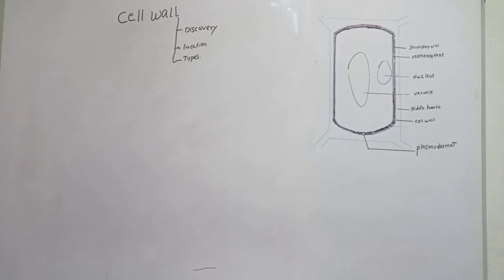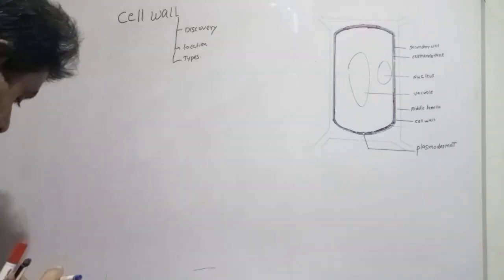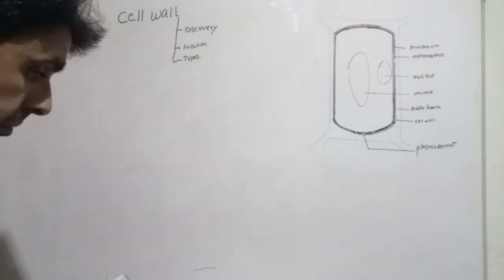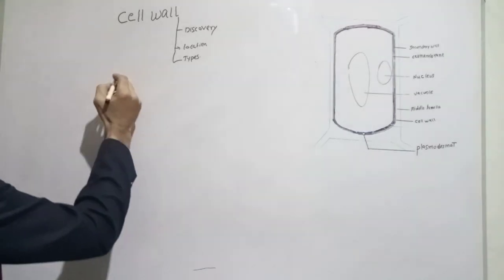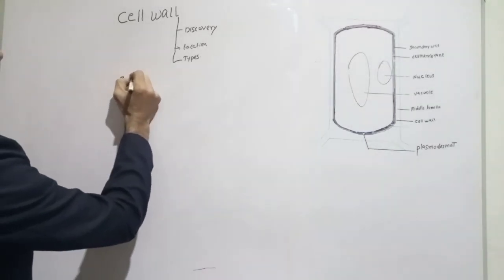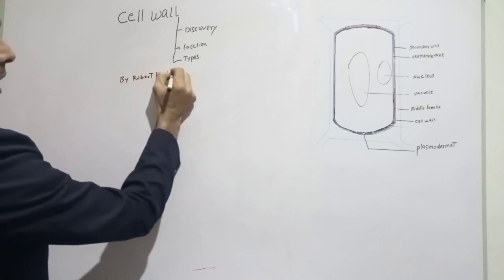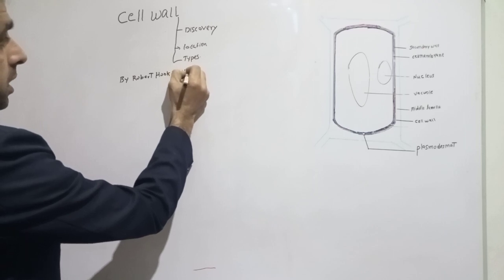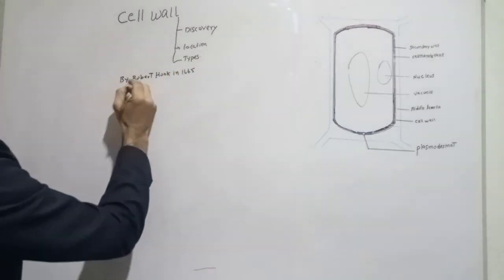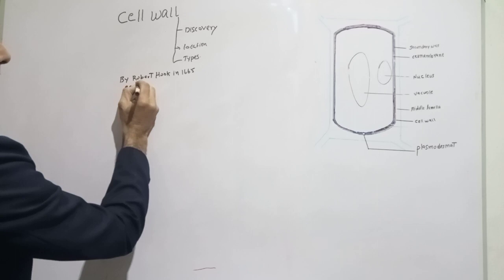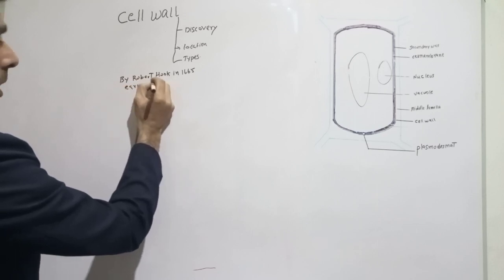Today we will discuss the most important topic, the cell wall. Its discovery, location, types, and other things related to it. Let's start with its discovery, by Robert Hooke, in 1665. Earlier than protoplast.